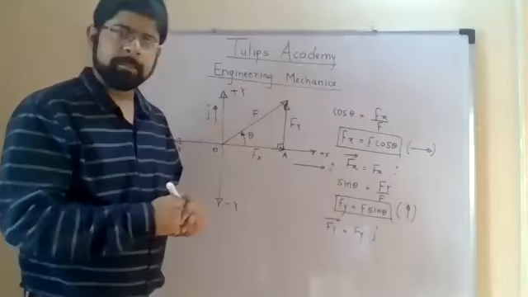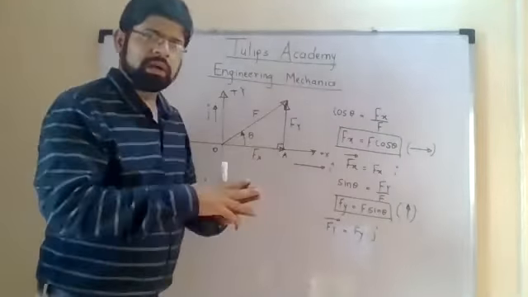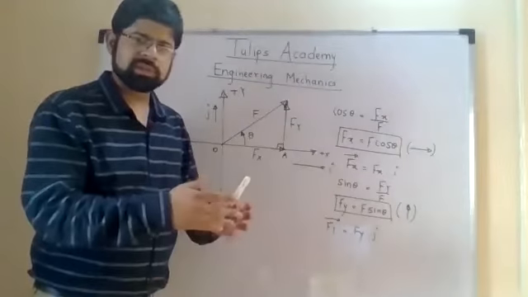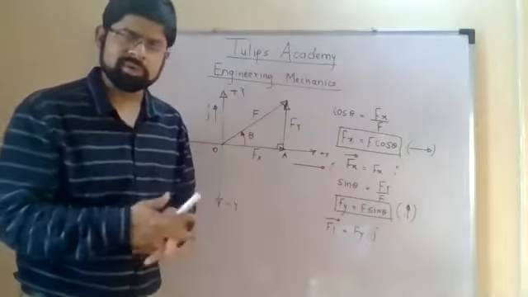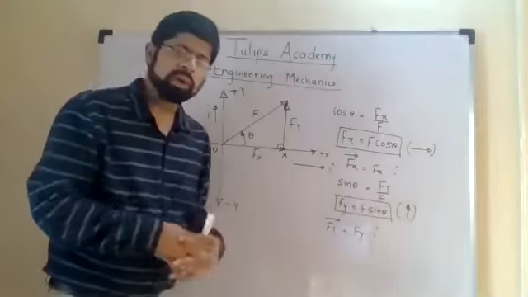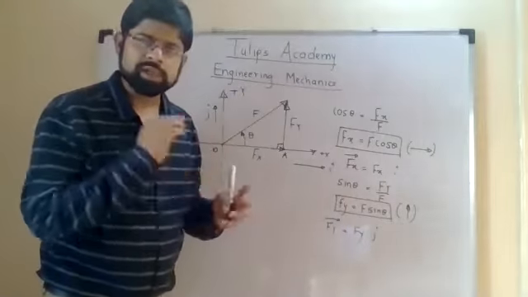This process is called composition when Fx and Fy are given, or a number of forces are given. There may be 2 forces, there may be 3 forces, or there may be more than 2 forces. Any number of forces will be given, and when you have to replace all the forces with a single force, that process is called composition of the forces.